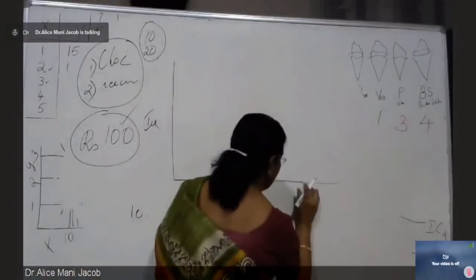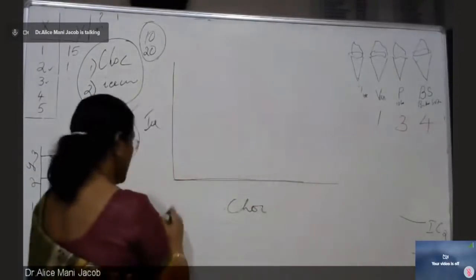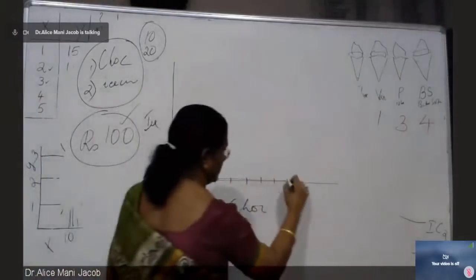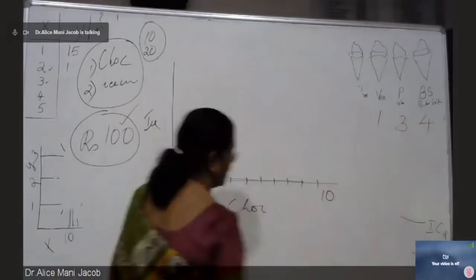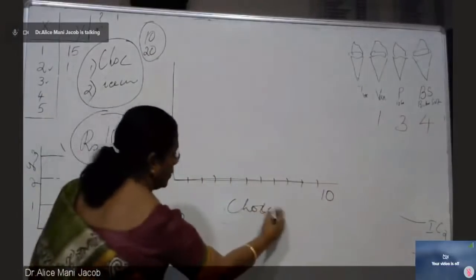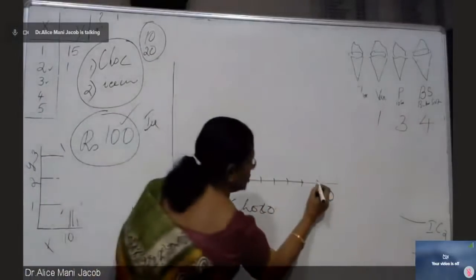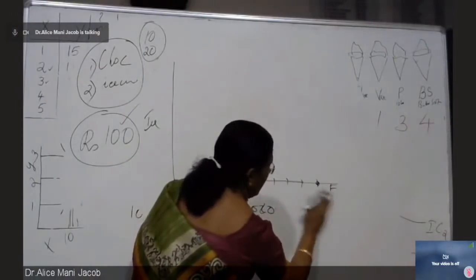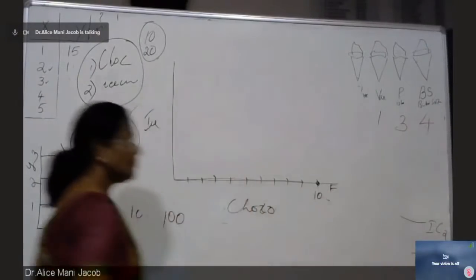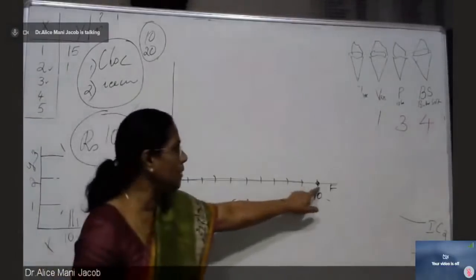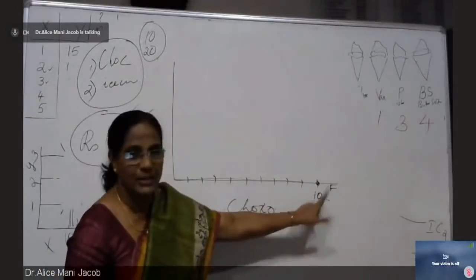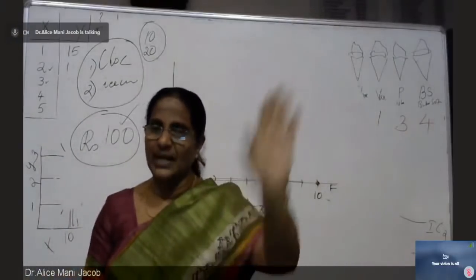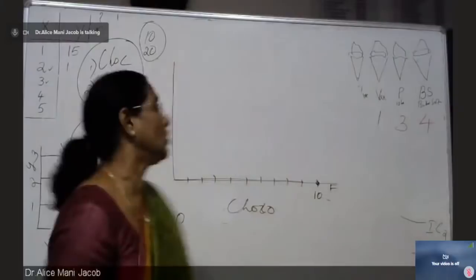Okay. How many chocolates can you buy if you spend your entire income on chocolate? You can buy 10 chocolates. I put it there and give it a name, point F. If you spend your entire money on chocolate, you can buy 10 chocolates. Isn't it? 10 rupees multiplied by 10, you will be able to buy only 10 chocolates.